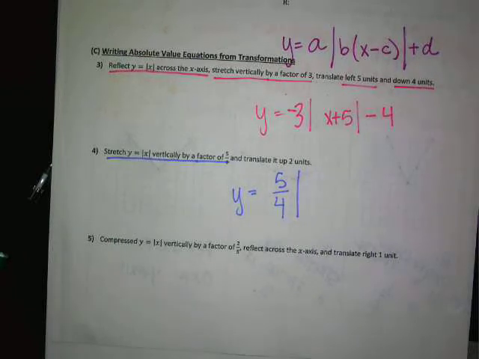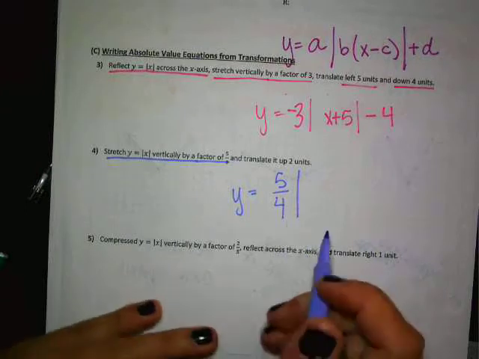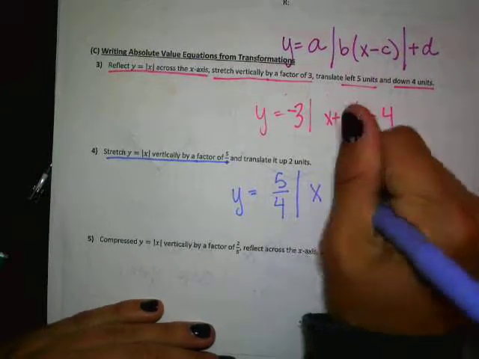That's plus 2 at the very end, right? Very good. +2 at the very end. And you just have a regular X on the inside.